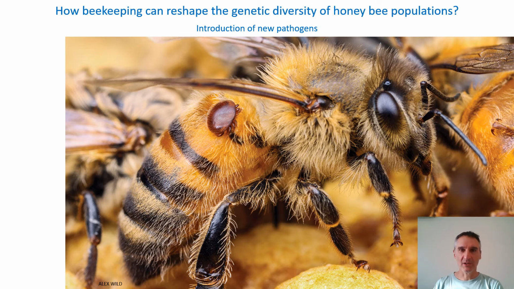By introducing queens or colonies originated from different subpopulations, or by moving their colonies over long distances, beekeepers may involuntarily enhance the spread of disease and parasites. The introduction of new pathogens in a native bee population defenseless against it may have dramatic consequences. The introduction of the parasitic mite Varroa destructor is probably the main factor explaining the demise of most wild populations of Apis mellifera in Europe.